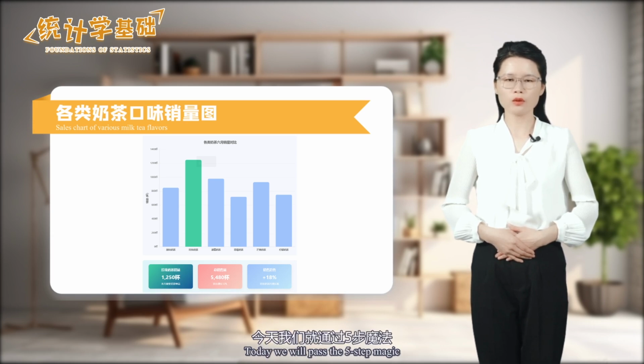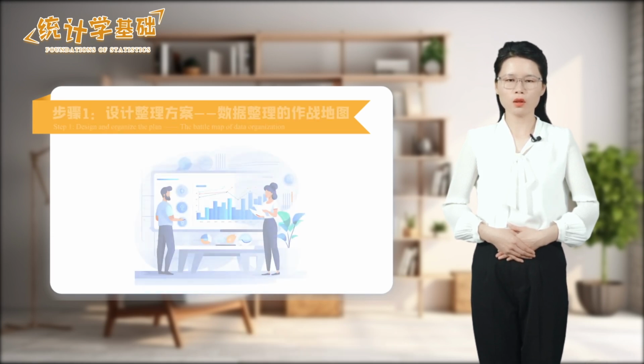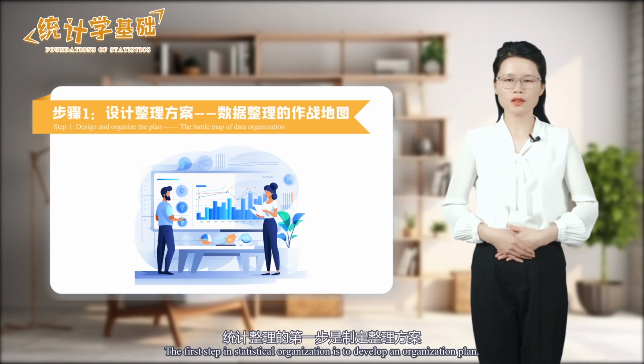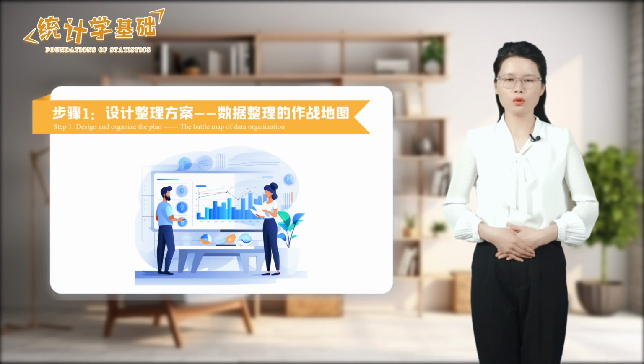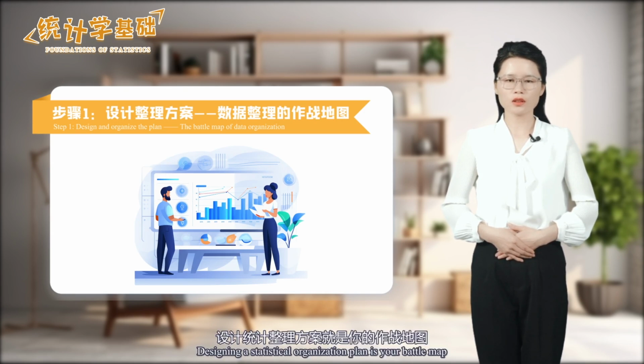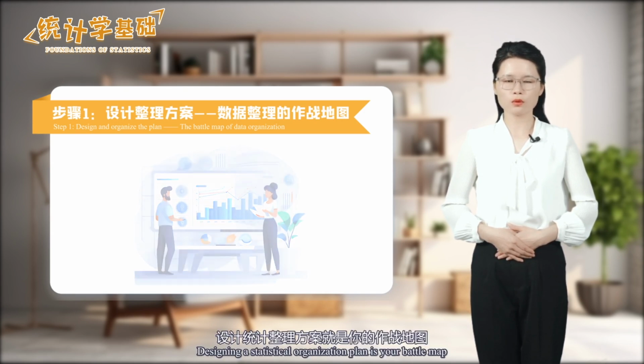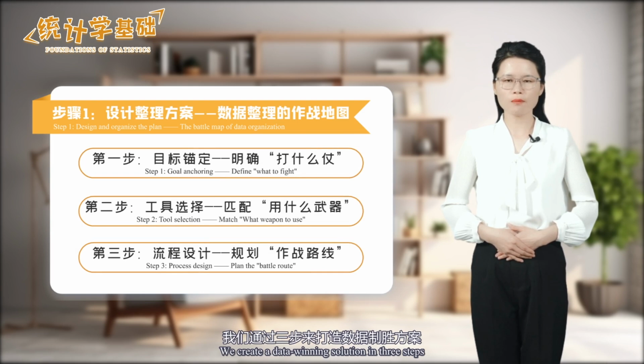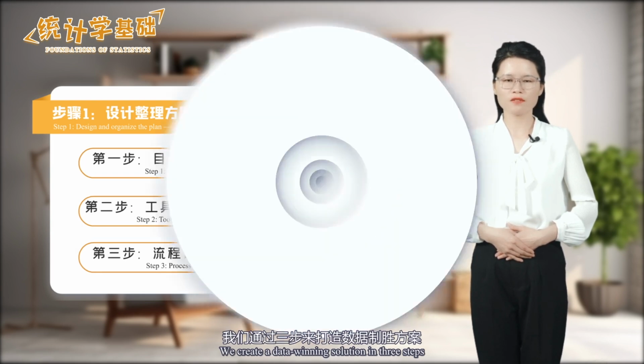Today we will use a 5-step magic to crack the secret code of statistical organization. Let's get started. Let's learn about statistical indicators and statistical indicator systems, clarify the direction and focus of statistical collation, which reflects the overall phenomenon. Designing a statistical organization plan is your battle map. Below, we create a data-winning solution in 3 steps.